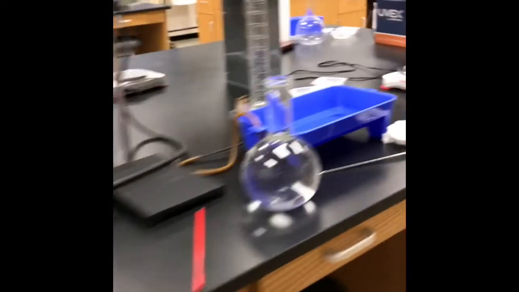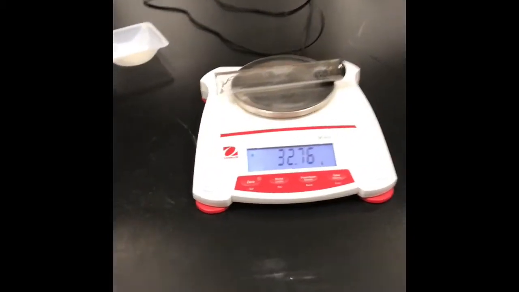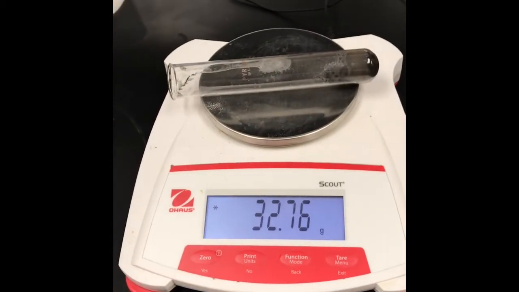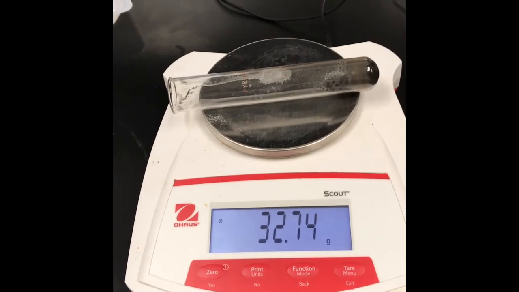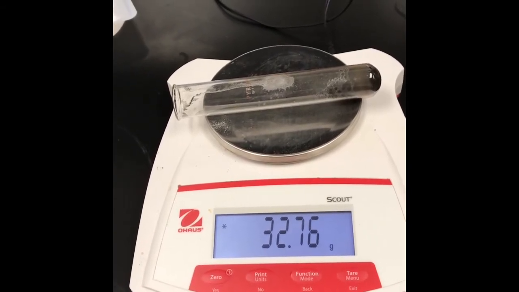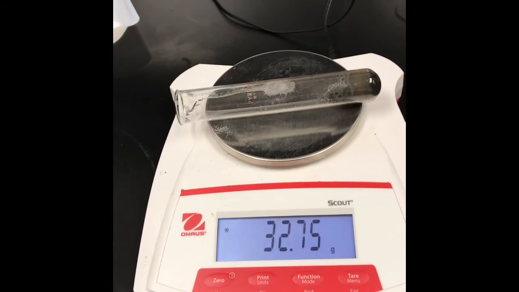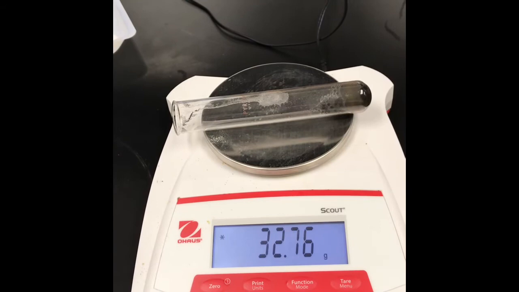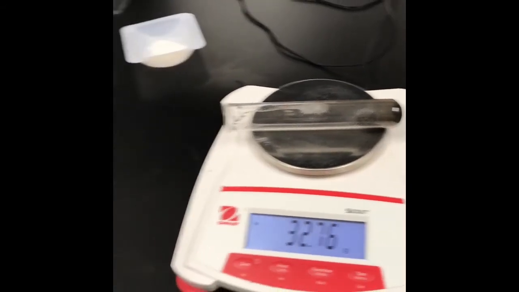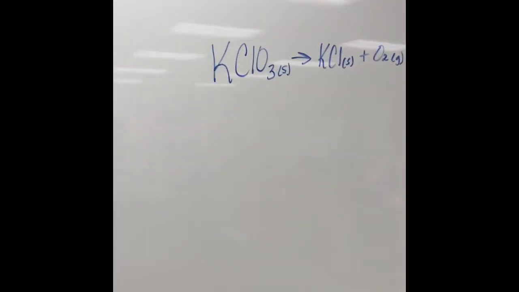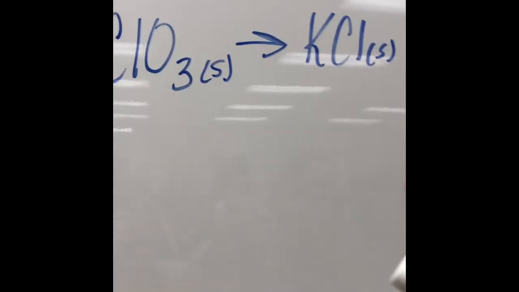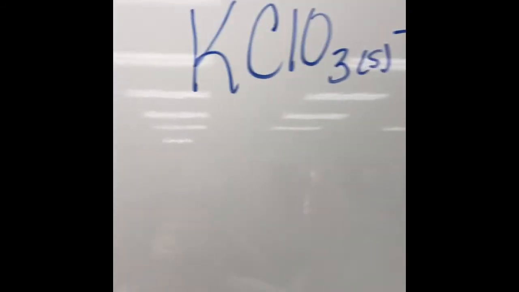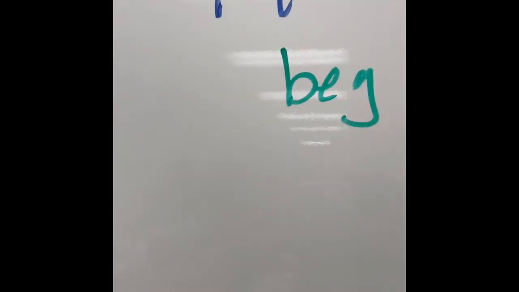All right, and then at the end of the reaction, the mass of the test tube and the materials left is 32.76. So if you know the mass at the beginning was the KClO3, and now we just found the mass at the end, which is the KCl. So this is the beginning, this is the end.